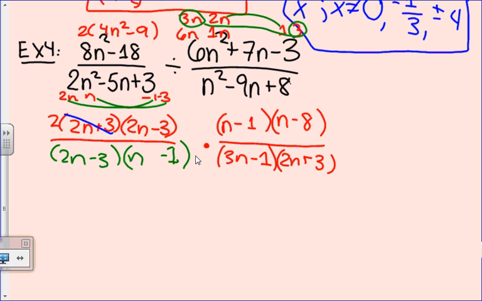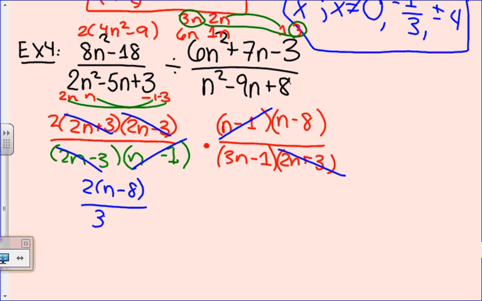Do I have a question? Okay. What else? And minus 1. What else? You have minus 3. What's left over? I have a 2. I have an n minus 8. Feel free to distribute that too if you want. And a 3n minus 1. And then there are lots of things that n cannot equal.